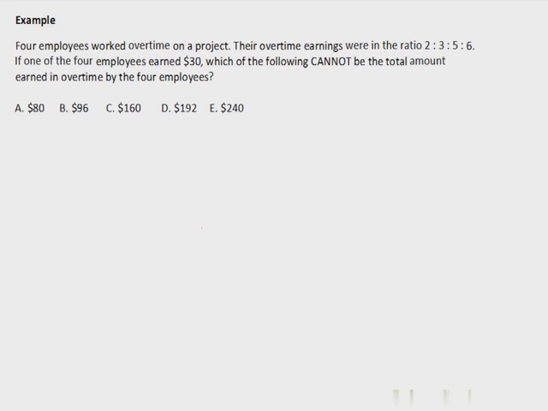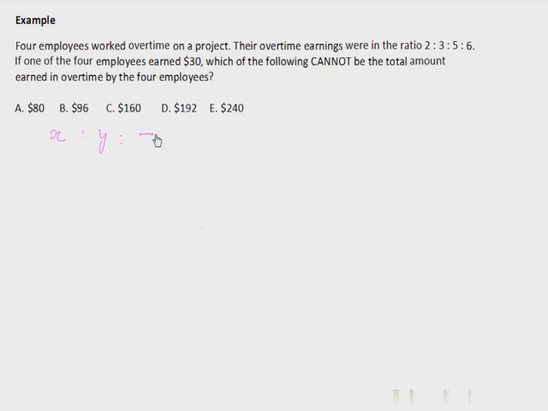Moving on. 4 employees worked overtime on a project. The overtime earnings were in the ratio 2:3:5:6. If one of the 4 employees earned 30, which of the following cannot be the total amount earned in overtime by the 4 employees? Let's write the long ratio.